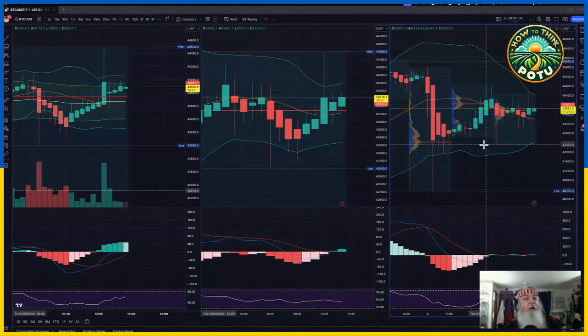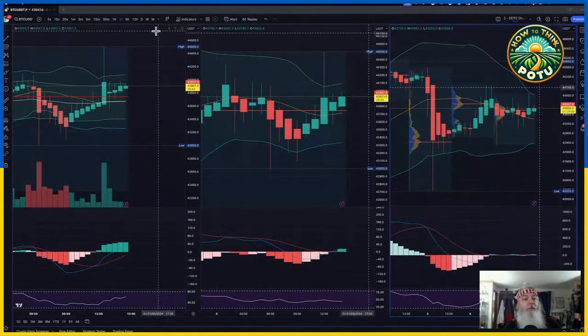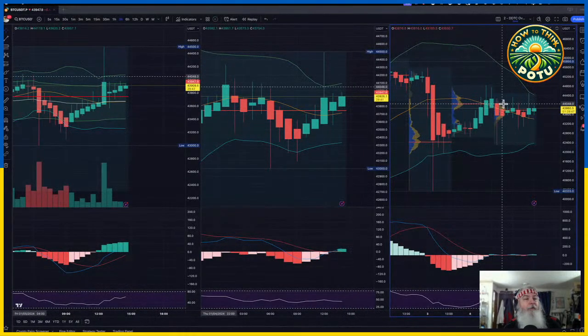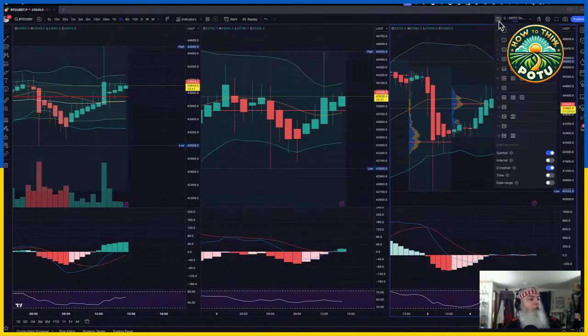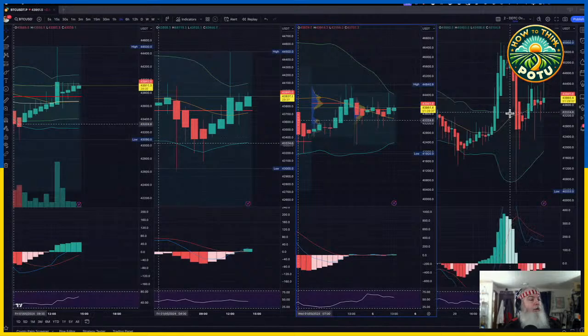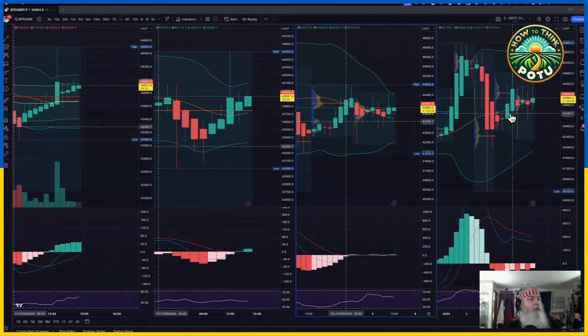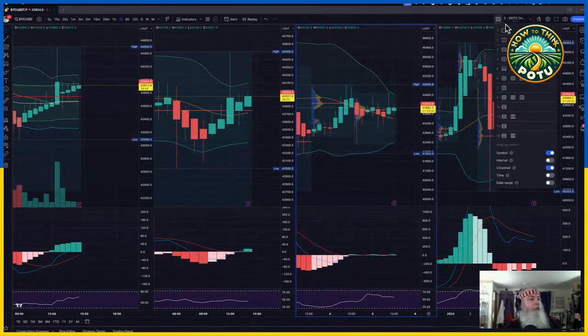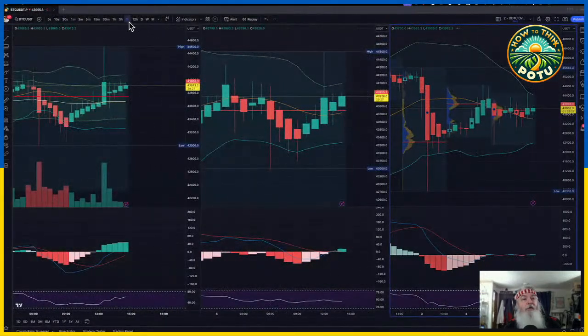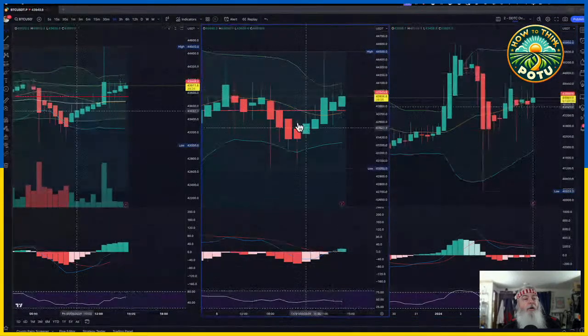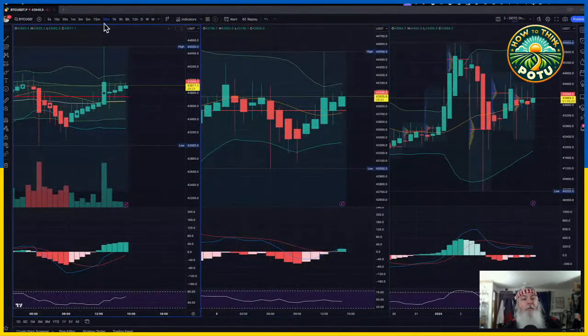All right, so here, these are all messed up. Oh, this is 3 hour. Wait a second. This is wrong. What's wrong with this? I think I'm supposed to have 4 here. No, it's not. Sorry, folks. I keep playing with the charts looking at it. So this is supposed to be a 6 hour. This is the 1 hour. And here's 30 minutes.